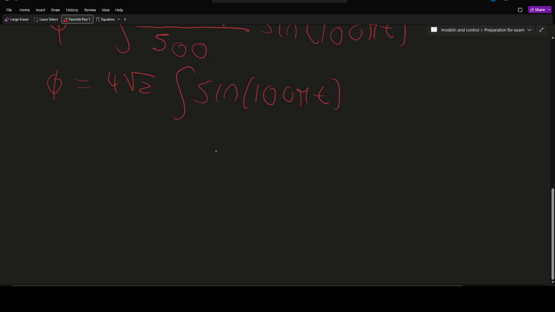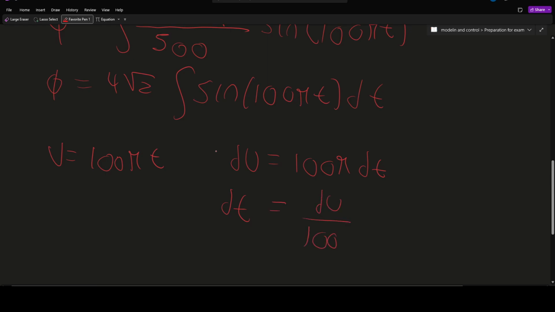So this integral can be done by substitution, so we just say that u is equal to 100 pi t, and this is all dt, and we say that du will be 100 pi dt, I'm sorry. Okay, so we want dt, so dt is equal to du over 100 pi.